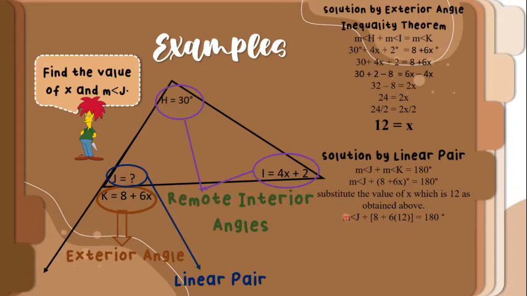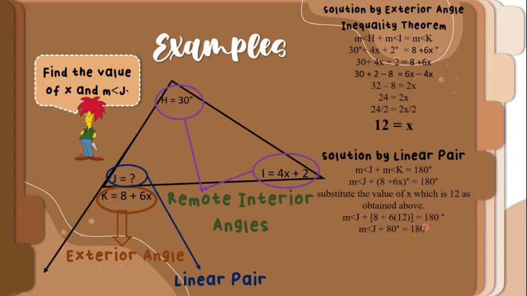We are going to follow PEMDAS, parentheses. So, 6 times 12, the product is going to be added to 8, and that is the measurement of angle K. 6 times 12 is 72. 72 plus 8 is 80. So, we have the measurement of angle J plus 80 degrees equals 180 degrees.